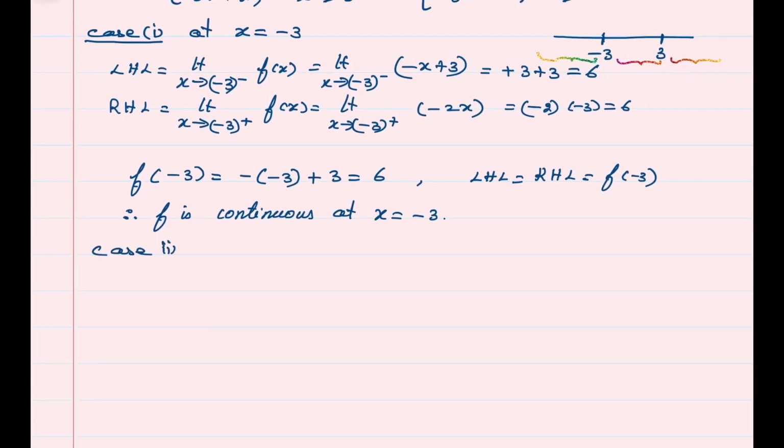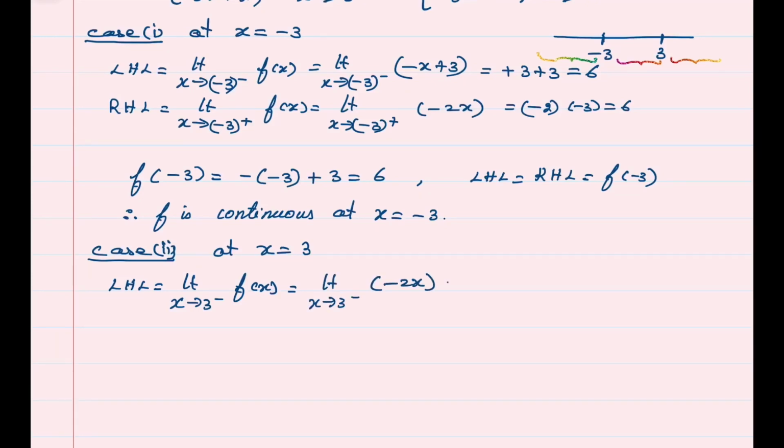Case 2, we are going to check at x equal to 3. LHL is limit x tending to 3 minus f of x. For 3 minus, we have to use the less than 3 definition, which is the second one. Limit x tending to 3 minus of minus 2x. It is a polynomial. Directly we will substitute 3. Minus 2 times 3 is minus 6.